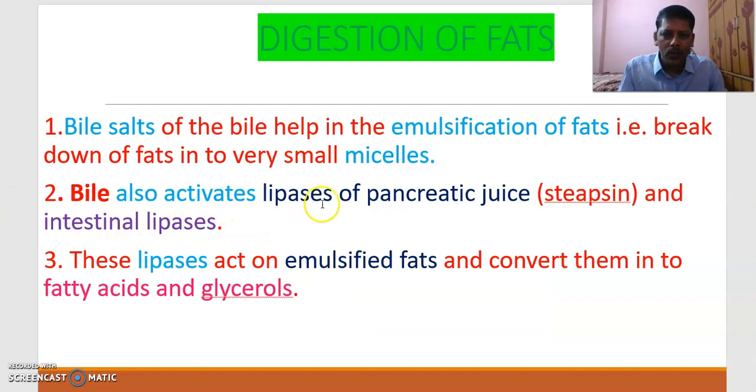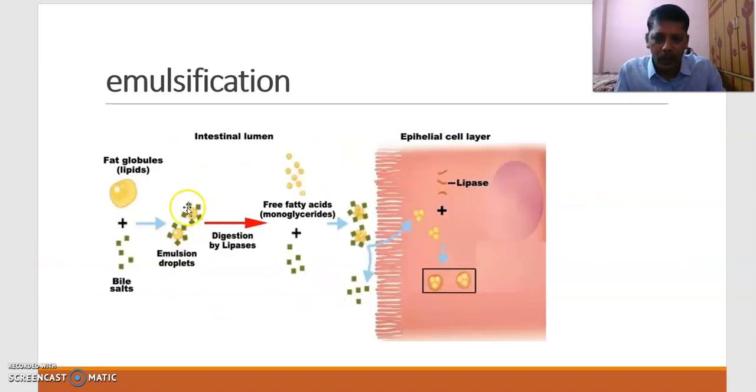Bile also activates the lipase of pancreatic juice and intestinal juice. The lipase of pancreatic juice is called pancreatic lipase, also called steapsin, and there is also intestinal lipase. These lipases act on emulsified fats. Observe this one. These are the emulsified fats.